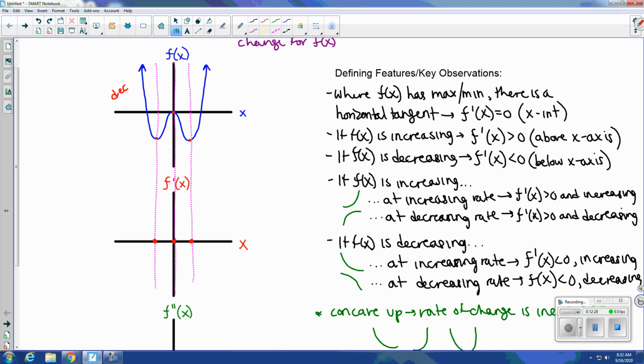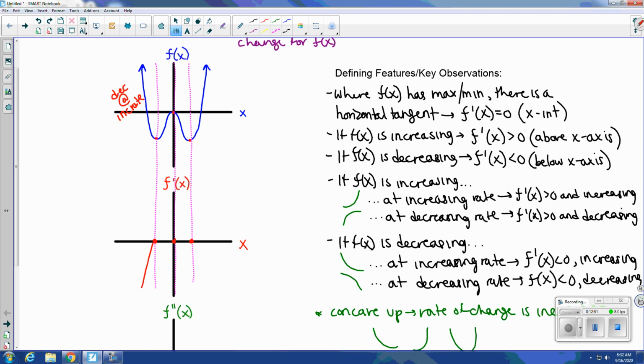That looks like it's concave up to me. So it's decreasing at increasing rate, which means because it's decreasing, I know f prime of x is going to be below 0, and at an increasing rate, f prime of x will be increasing below 0. So it's going to be something like this.